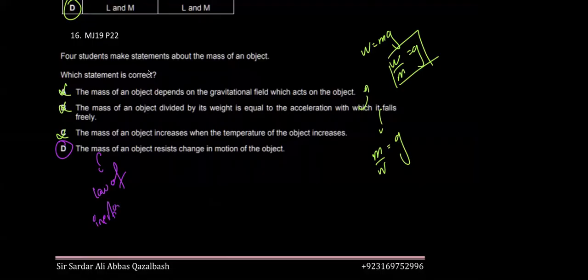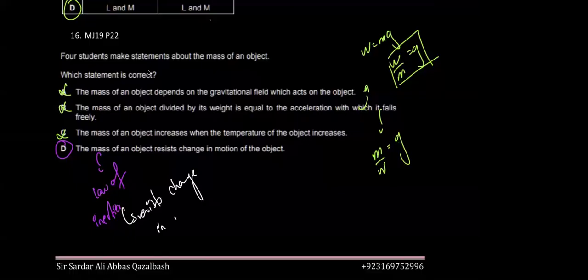What does law of inertia say? Law of inertia says that an object with mass resists change in motion. Resist change in motion.